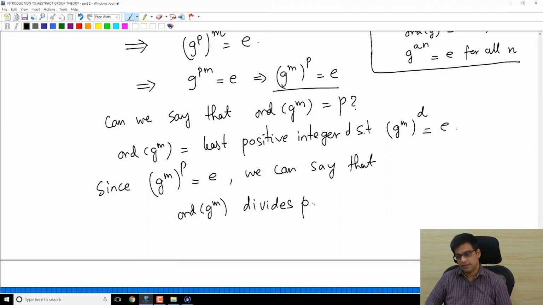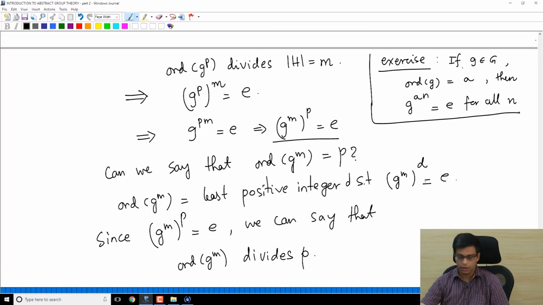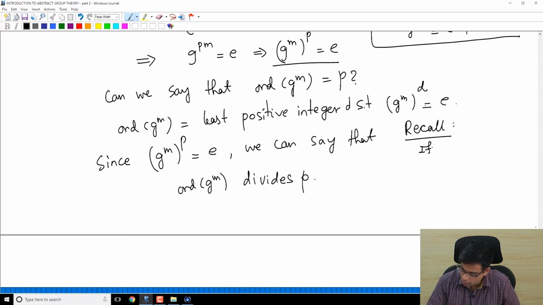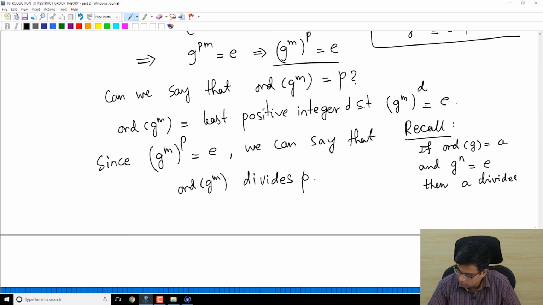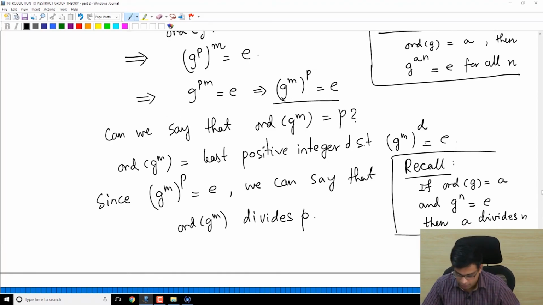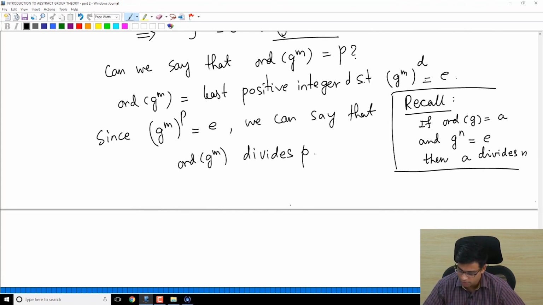Okay, so this is also an exercise. This is sort of the converse to this exercise that I wrote in the box here, that also we have repeatedly discussed. If you have an element whose order is 3, the only way that a power will be equal to identity is if you take multiples of 3, right? So recall, if the order of g is a and g power n is identity, then a divides n. Using this, we conclude that the order of g power m divides p, because g power m power p is identity. This is discussed in various previous videos. So hopefully you'll remember. Otherwise, go back and see some of the videos that talk about this.